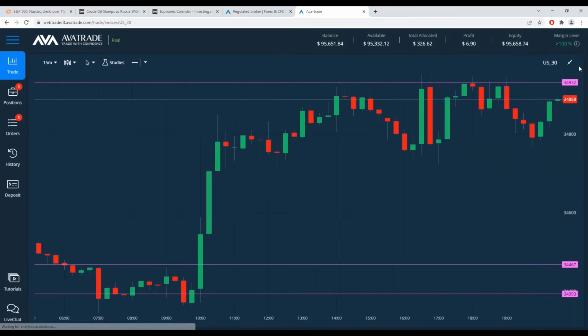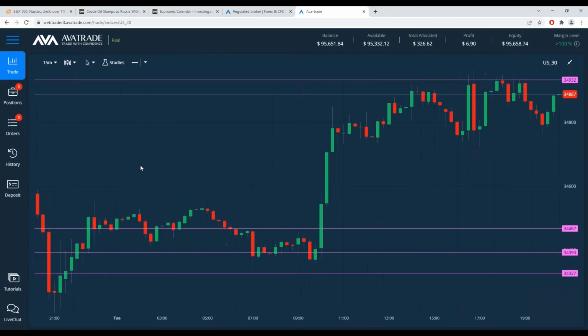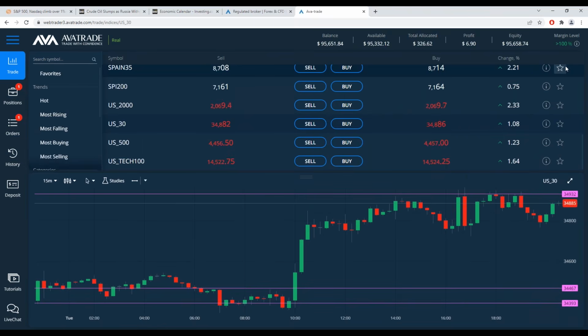Very, very simple stuff, especially with the web trader doing the risk management for you. It makes it simple to know how much you're risking and what trade size to take.